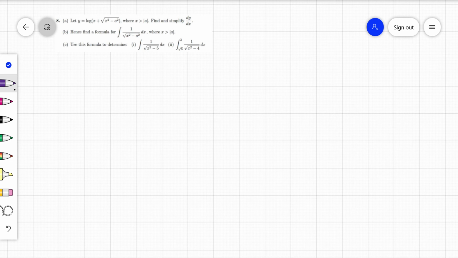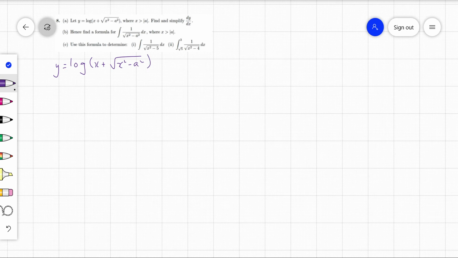Alright, so question 8 is similar to previous questions and question 10. If we have a look at it, it starts with y equals log of x plus square root of x squared minus a squared, and it asks us to differentiate and simplify. So y equals log of x plus square root x squared minus a squared.